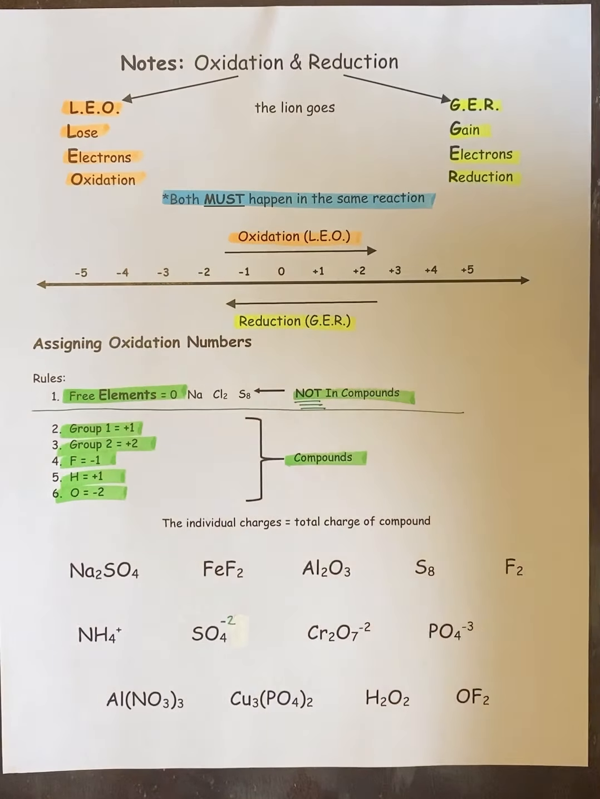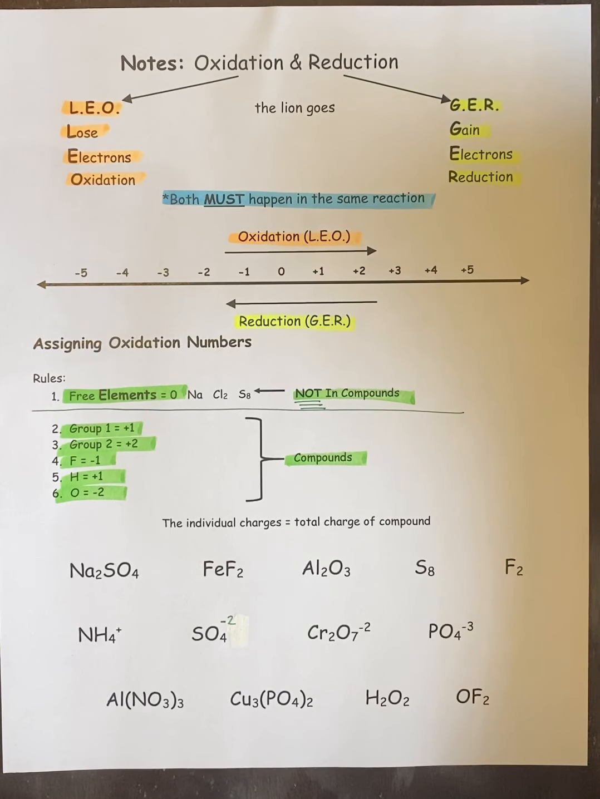This is a review for assigning oxidation numbers as well as an introduction for our reduction and oxidation units. So this part is just going to be a saying for now until we get a little bit further in, but the unit is called oxidation and reduction. And so here's what they mean. We use a saying called "LEO the lion goes GER." Basically it's a saying just to remember the LEO and the GER.